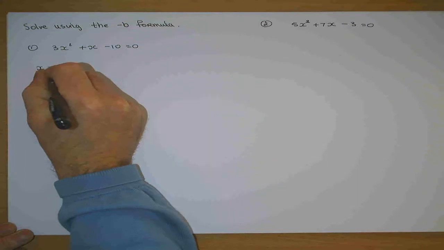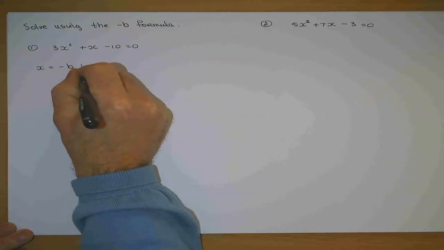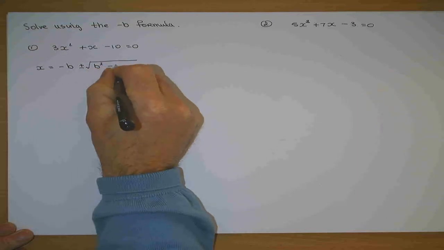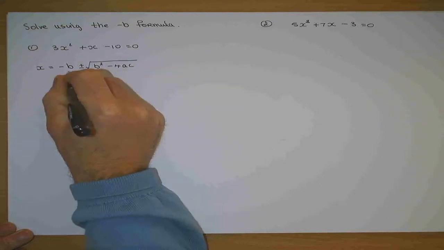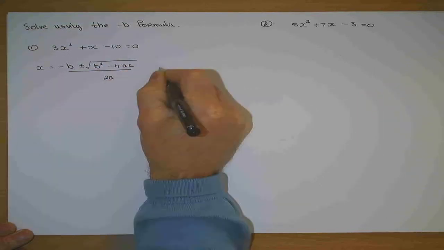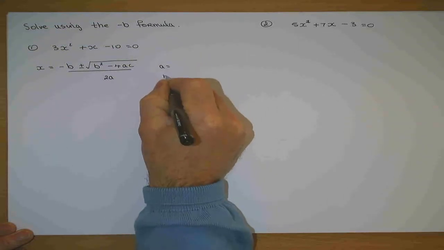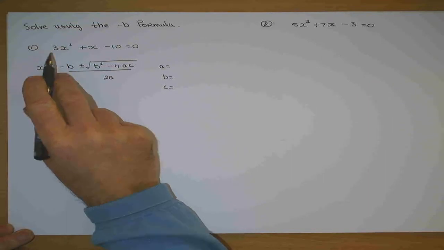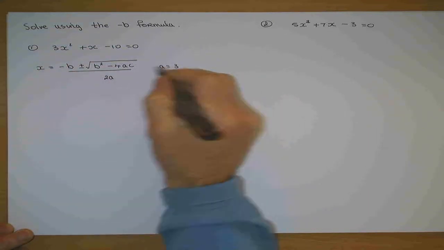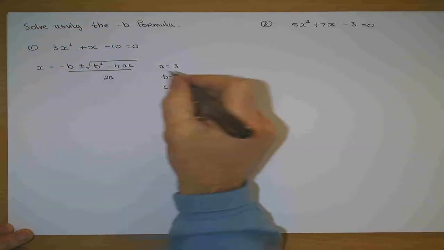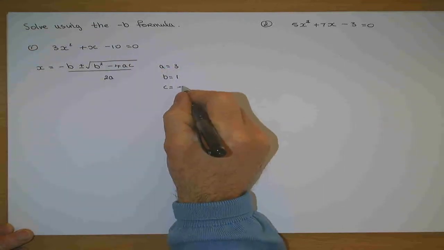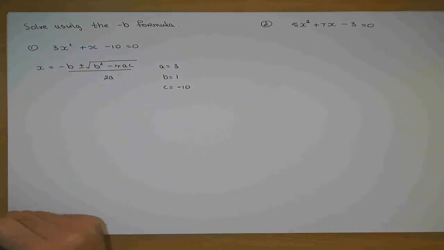I say x is equal to minus b plus or minus the square root of b squared minus 4ac over 2a, where a is, and b is, and c is. Well, a is how many x squared I have, which is 3. b is how many x's I have. I have 1x. And c is the number by itself, minus 10.